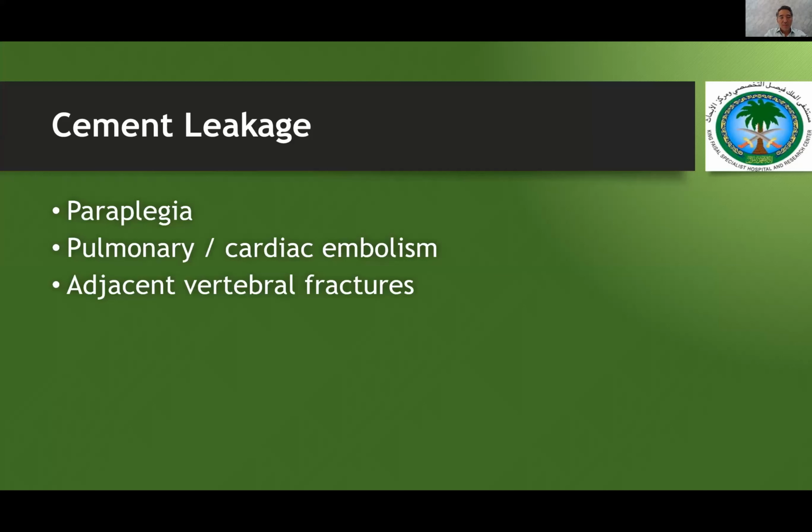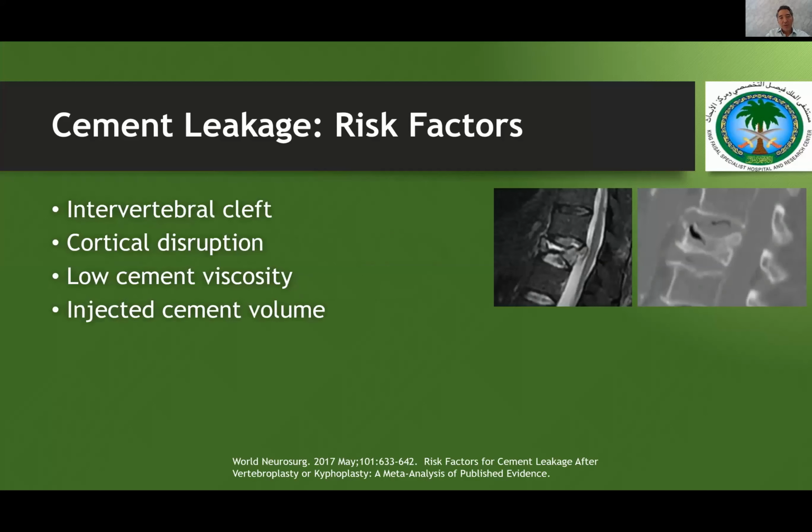vertebroplasty, of course, is the cement leak. If it leaks back into the spinal canal, that's disastrous, it might cause paraplegia. If you inject too much into the vein, it's going to cause pulmonary embolism, cardiac embolism, and of course, there are reports of a lot of adjacent vertebral body fractures. The predictors for that are actually intervertebral clefts, cortical disruption, low viscosity, and the volume.